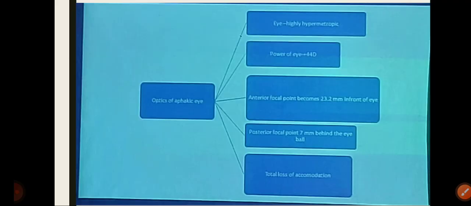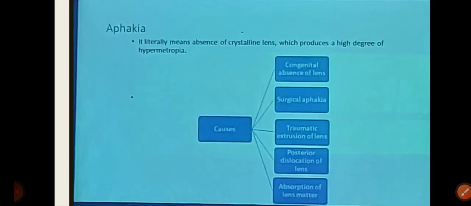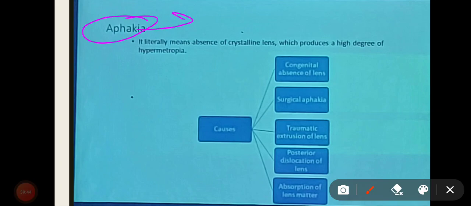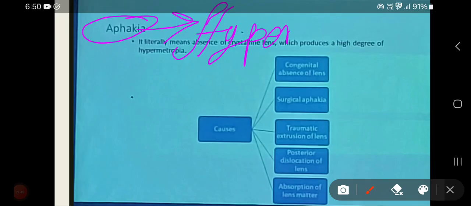However, from the optical point of view, aphakia may be considered as the condition in which the lens is absent from the pupillary area. Aphakia produces a high degree of hypermetropia. So finally, it is a cause of hypermetropia.